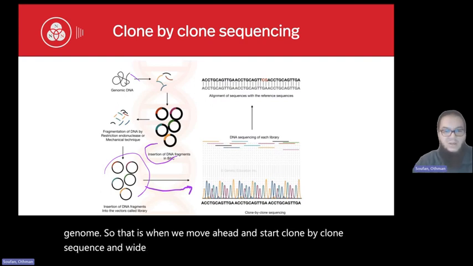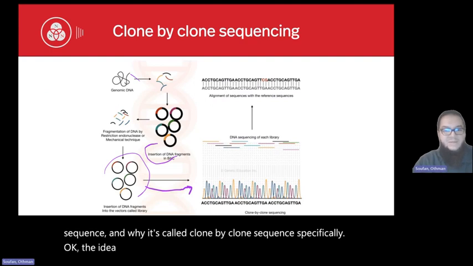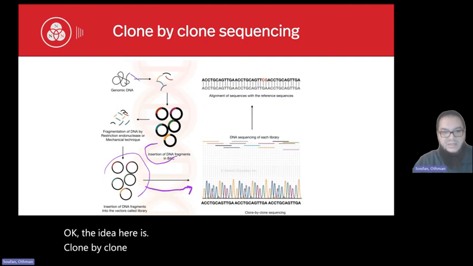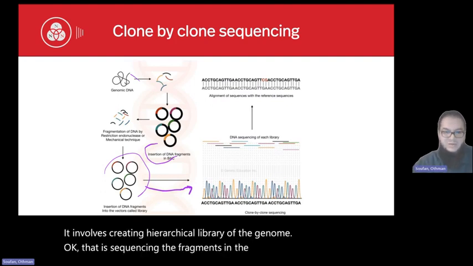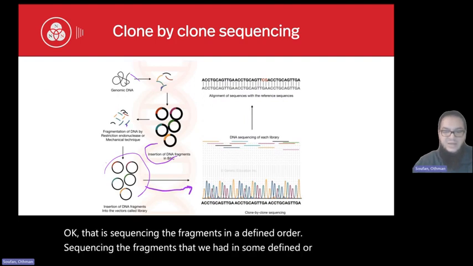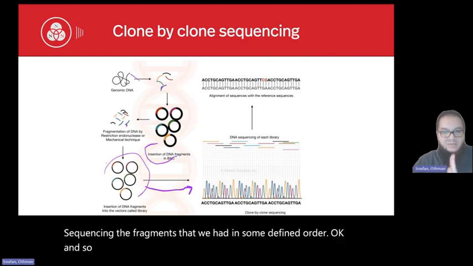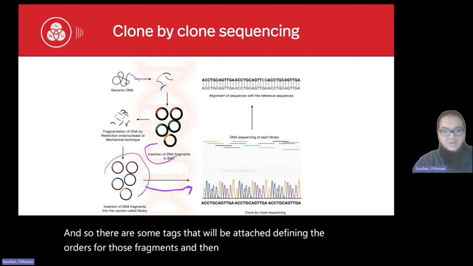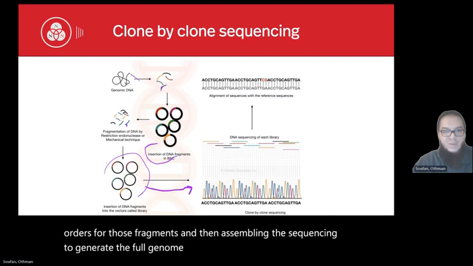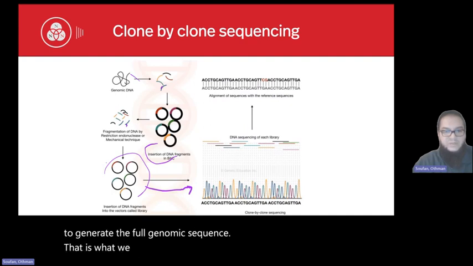And why is it called clone by clone sequencing specifically? The idea is that it involves creating a hierarchical library of the genome, that is, sequencing the fragments in some defined order. There are tags attached defining the order of those fragments, and then assembling the sequencing to generate the full genomic sequence. That is what we can achieve through this process.